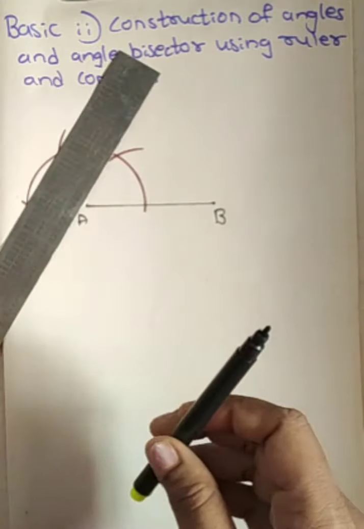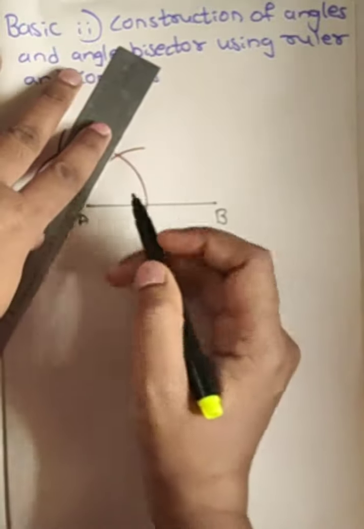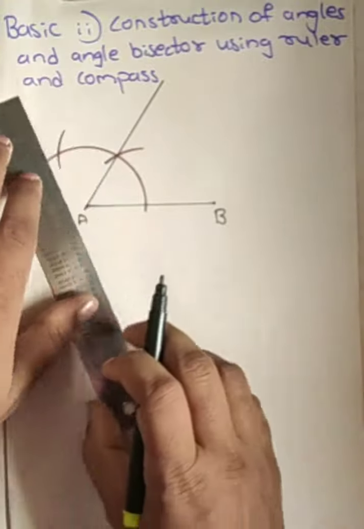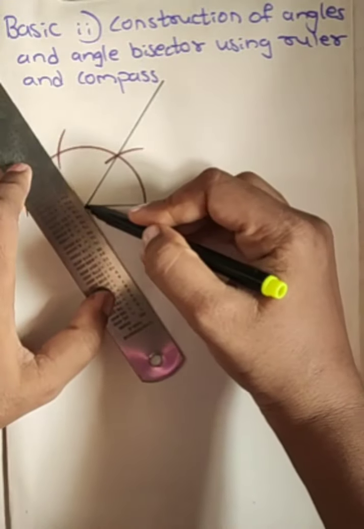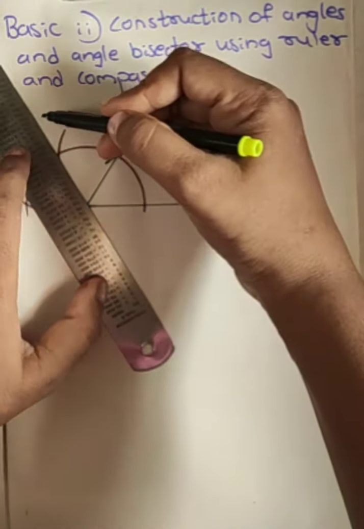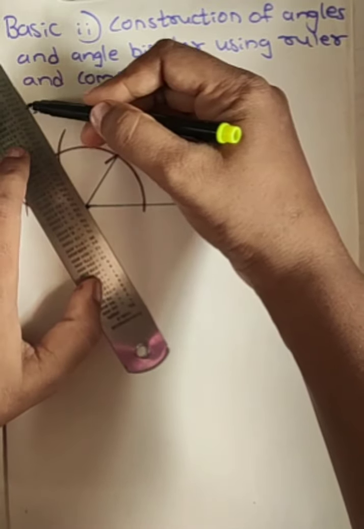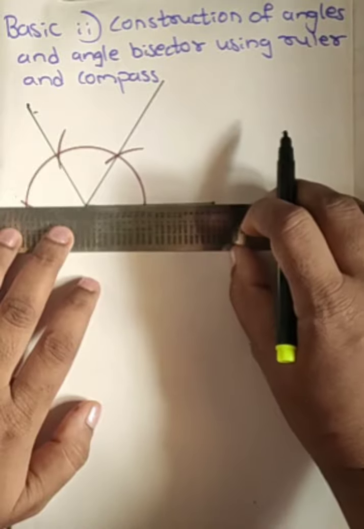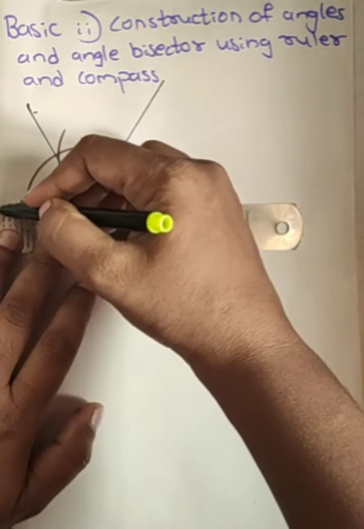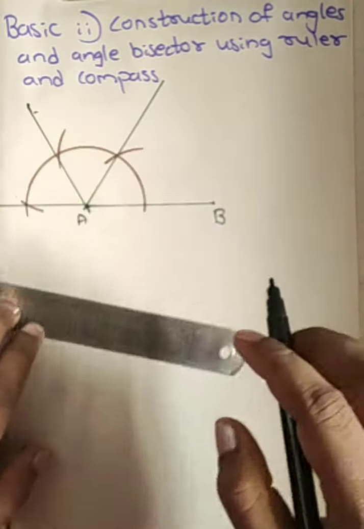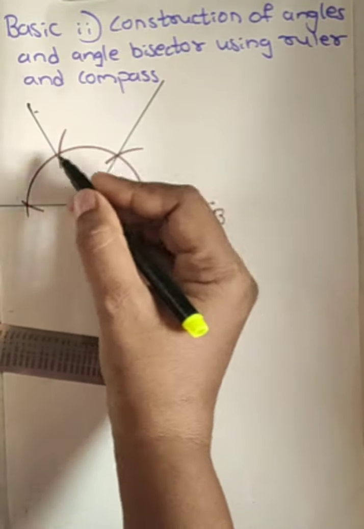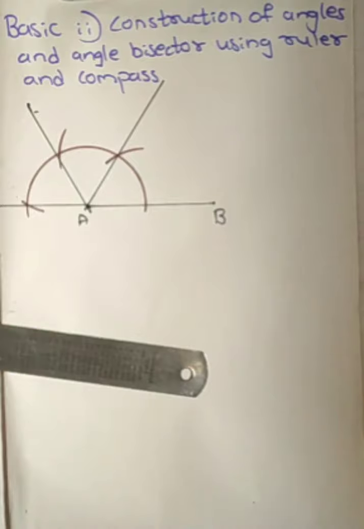This will be 60 degree. Now the second arc will be 60 plus 60, how much? 120. And this third arc will be 180. First you should know that concept. So once you know these arcs' measurements, by using angle bisector you can draw 90 degree.